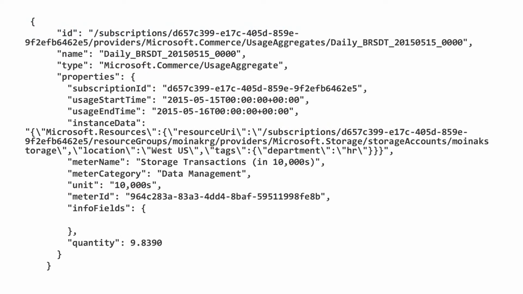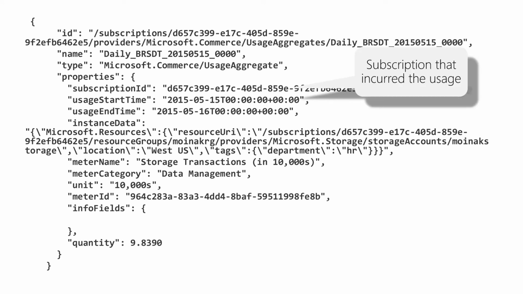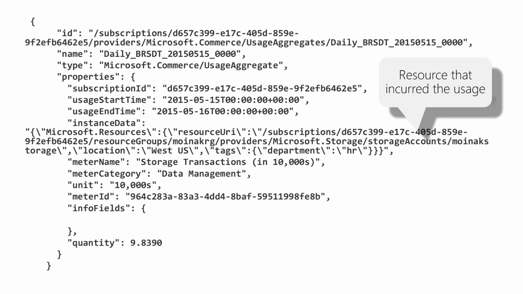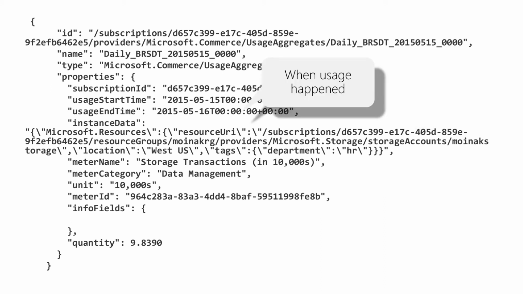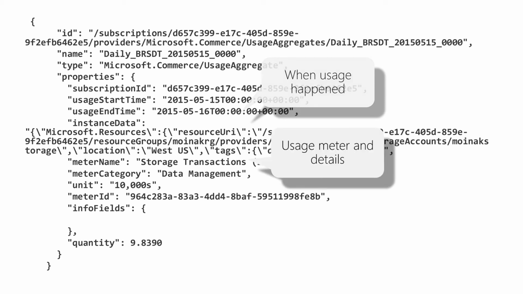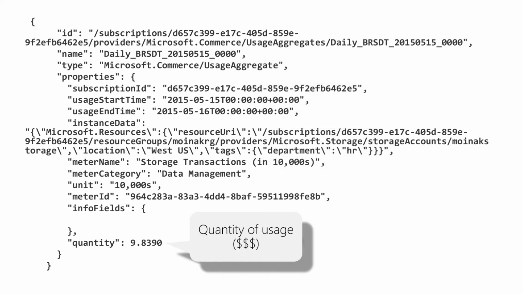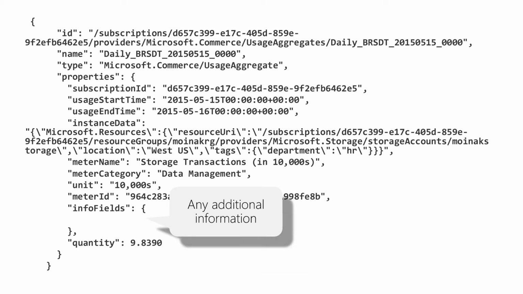And once you've made the API call, you will get back the information in JSON format as shown here. In the Properties section, we get the subscription ID for this usage data, the resource that incurred the usage, in this case a storage account, the time and date that this resource was used, the meter name, the quantity of units the resource used, and then any additional information.